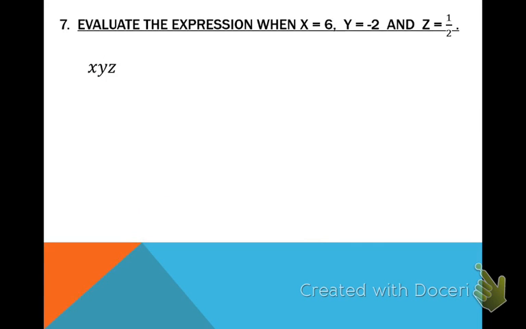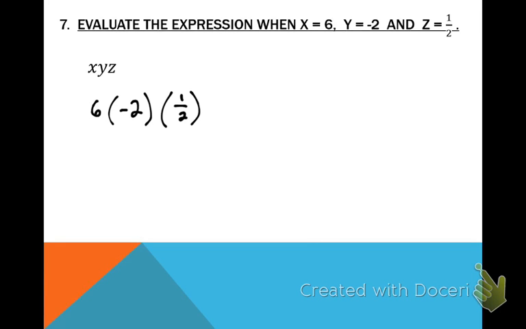All right, the last problem we're going to do right now, number 7, says to evaluate the expression when x equals 6, y equals -2, and z equals 1/2. Class, what does it mean when x, y, and z are right next door to each other? Multiply. This means x times y times z, okay? Now what you're going to do is plug each of these in. Guys, what'd you plug in for x? 6. What about y? -2. How about z? 1/2. Okay, just looking at that right now, you can obviously already tell, is my answer going to be positive or negative? Negative. It is negative because there's only 1 negative there.